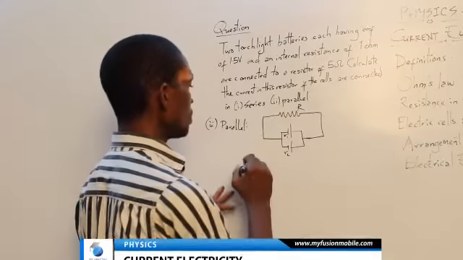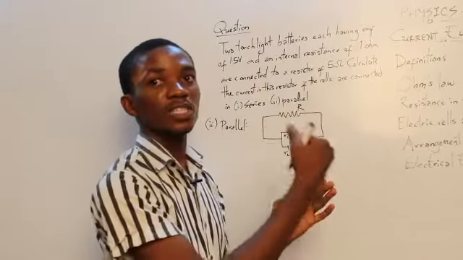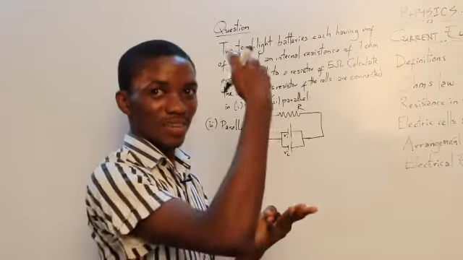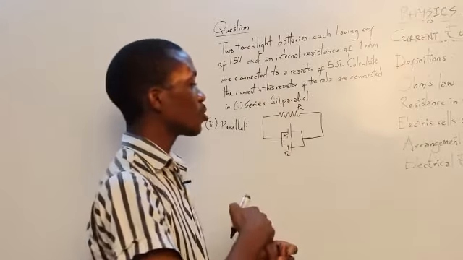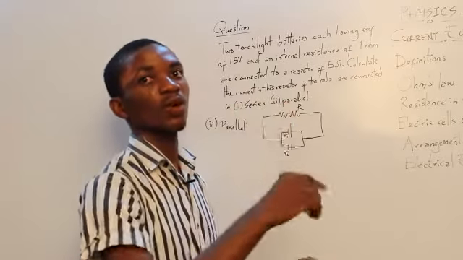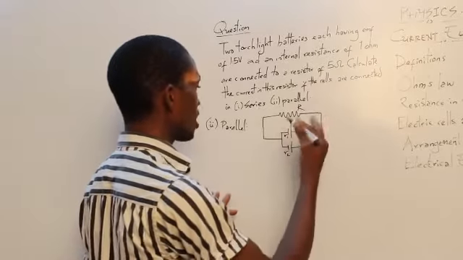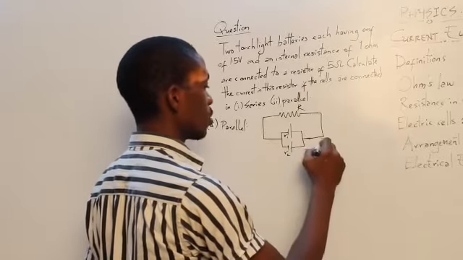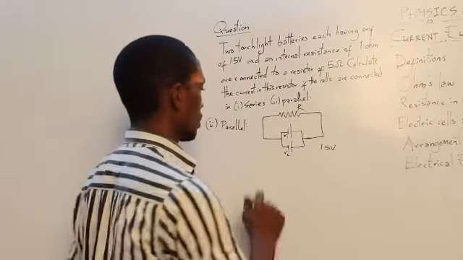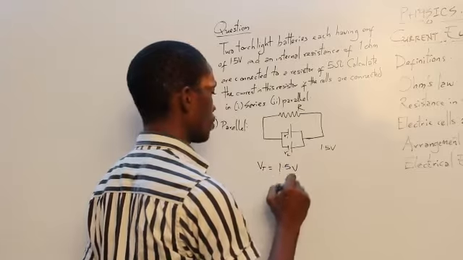Thus, of course, as earlier said, when more than one voltage is connected in parallel, the amount of voltage is equal to just one of the voltages. So the voltage that will come out of this will simply be 1.5 volts. So our total voltage is 1.5 volts.